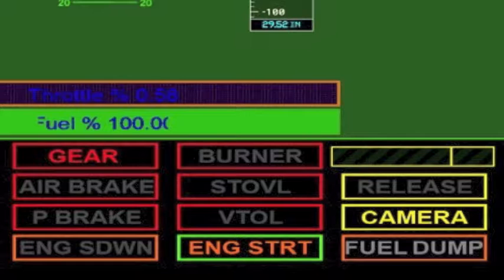Now, engine shutdown will become illuminated once you have started your engine. Right now, the engine is not started. The engine start button will change from a yellow to a green, and then you'll see the capability of turning the engine off. The engine shutdown button will illuminate.